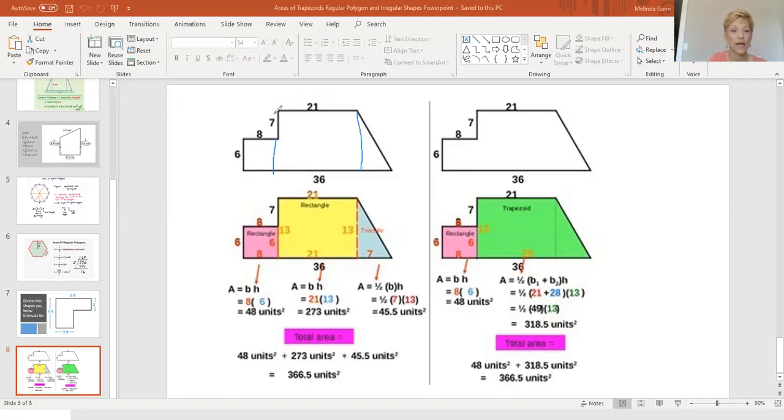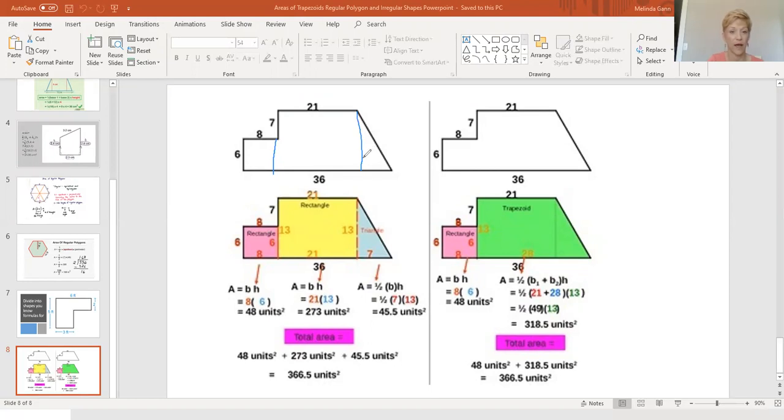Well, look, this is 7. Now, if this side's 6, the side across from it is 6. Do you see? So that all the way from there to there would be 7 plus 6, which is 13. So that's why for the middle one, they did the 21 times the 13 and got 273 square units. And then triangles, 1/2 base times height.